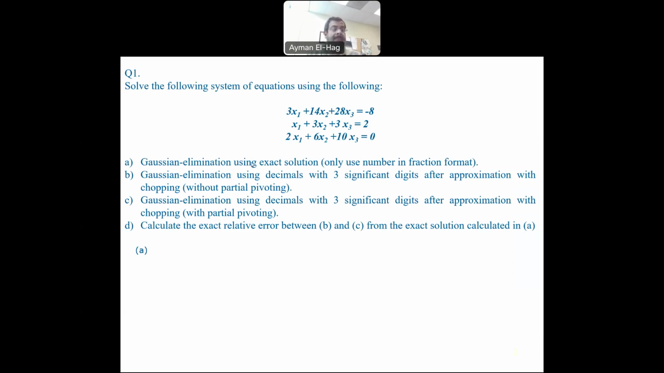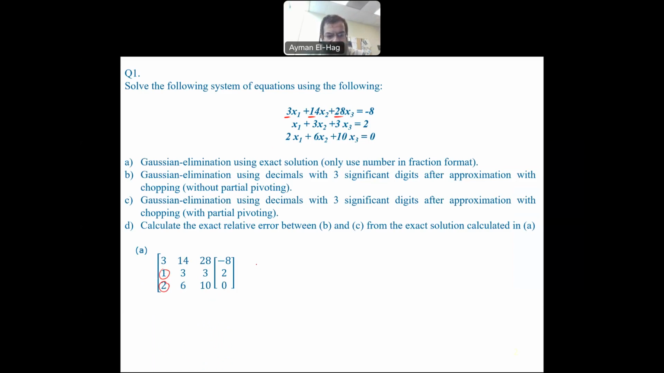So the first thing when we deal with this type of question, we have to put the system of equations into an augmented matrix. So basically, we will have the 3 by 3 system. Here, these are the coefficients of the first row, the 3, 14, and 28, then 1, 3, 3, then 2, 6, and 10. And here at the end is the output vector. So now our first objective is to make this item and this item equal to 0.